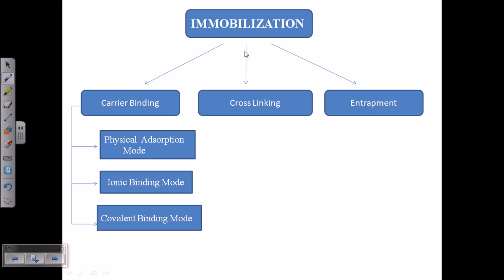Now these are the enzyme immobilization processes. There are mainly three major categories of enzyme immobilization: one is carrier binding, second is cross-linking, and third is entrapment. Carrier binding can be of different types, like physical adsorption as we have seen in the previous case, ionic binding, and also covalent binding.